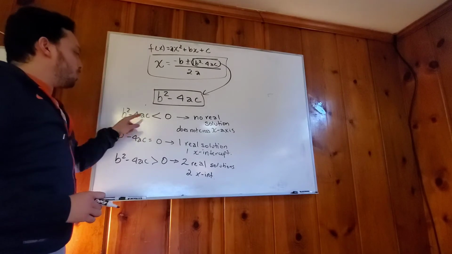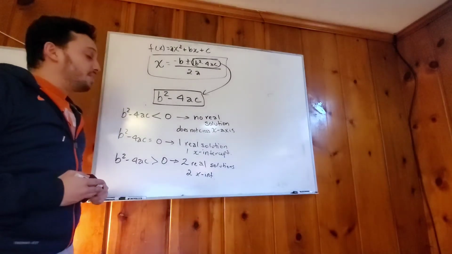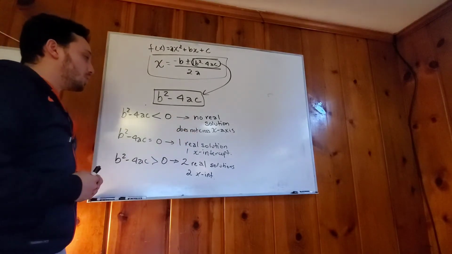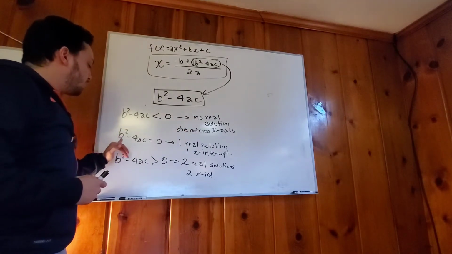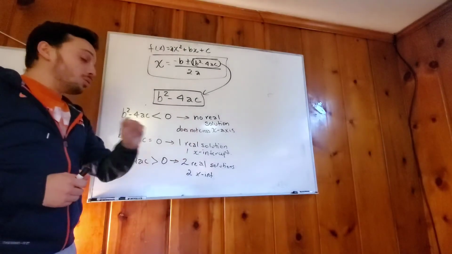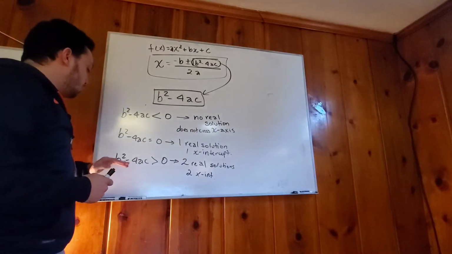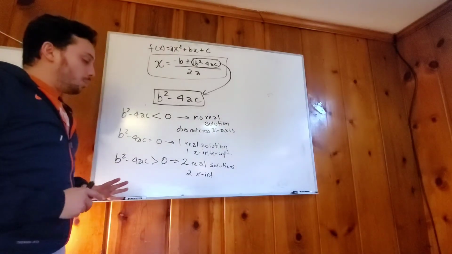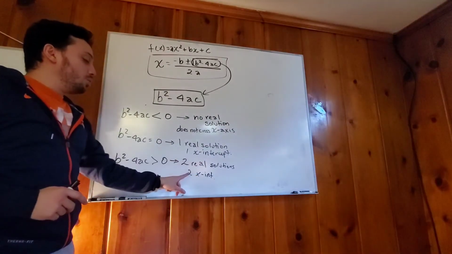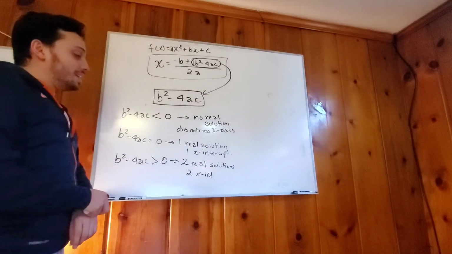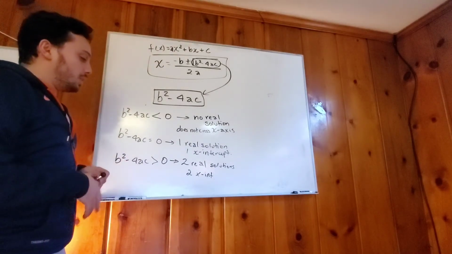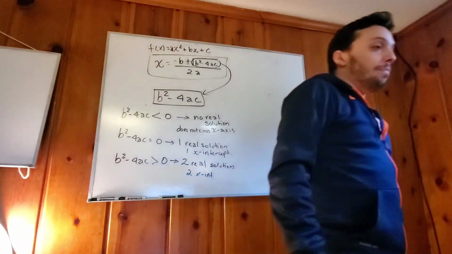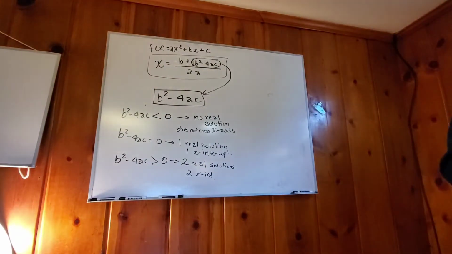So if the discriminant is less than 0, meaning any negative number, it has no real solution, it does not cross the x-axis. If the discriminant is equal to 0, it has one real solution, and it has one x-intercept. If the discriminant is greater than 0, any positive number whatsoever, you would have two real solutions, two x-intercepts. And that is how you do the discriminant. And so let's move on into example 1.